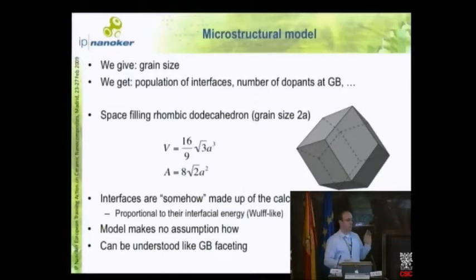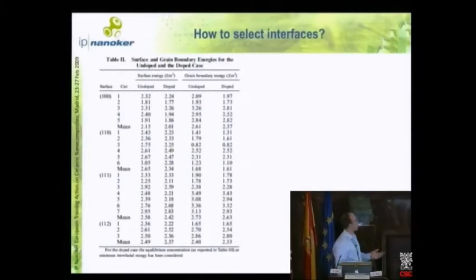I have to say that the model makes no assumption whatsoever on how these surfaces are. So it's not that I say this is a 110 plane, this is a 111 plane. I just say somehow the surface area is covered. We can understand this to some extent, we can interpret it as grain boundary faceting. So normally grain boundaries, when they are not in a low energy plane, are made out of little facets of lower energy planes. The total system will then have a lower interfacial energy.